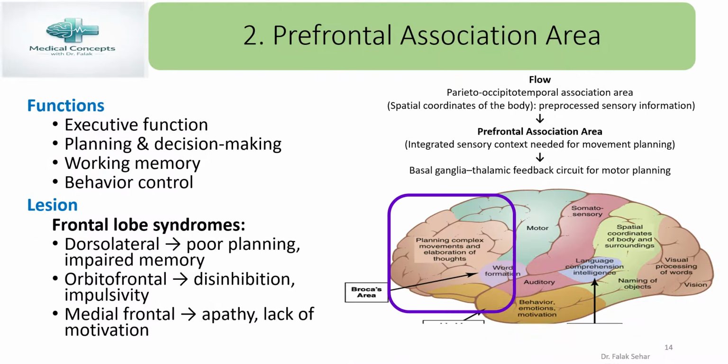Now we come to another major association area, that is the prefrontal association area. This area is responsible for higher executive functions. It helps in planning, decision making, working memory and controlling behavior. Essentially, it converts thoughts into action. It also uses processed sensory information to guide complex movements and behavior.